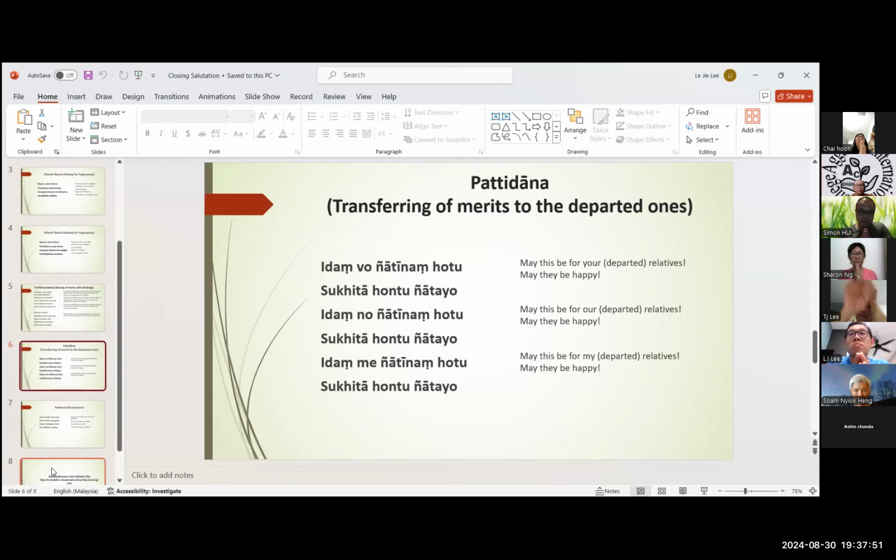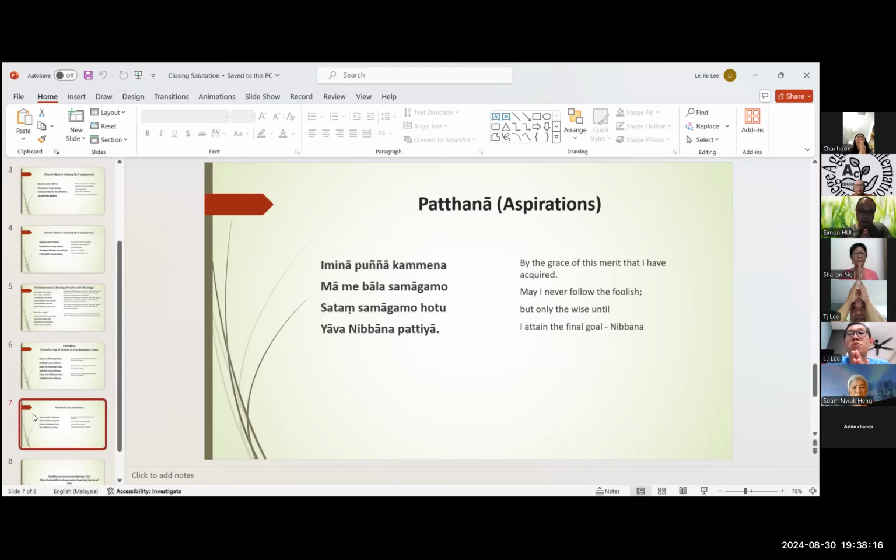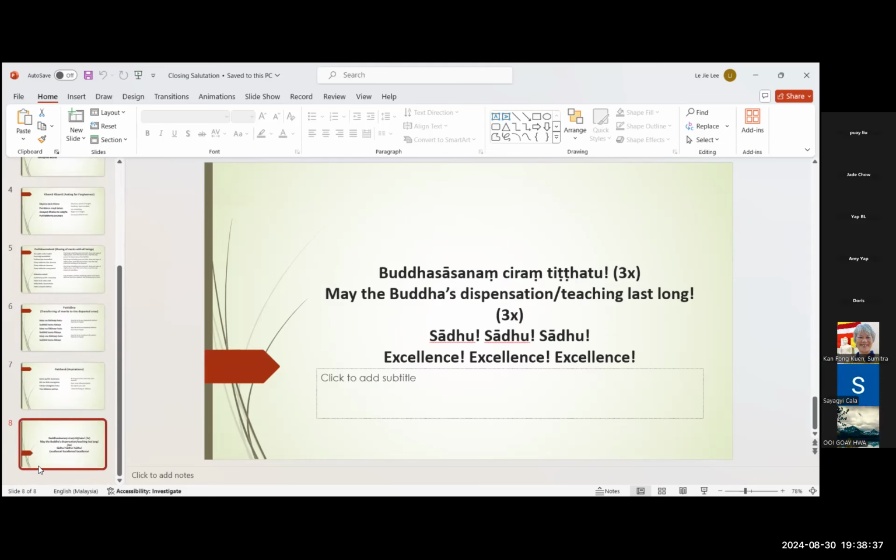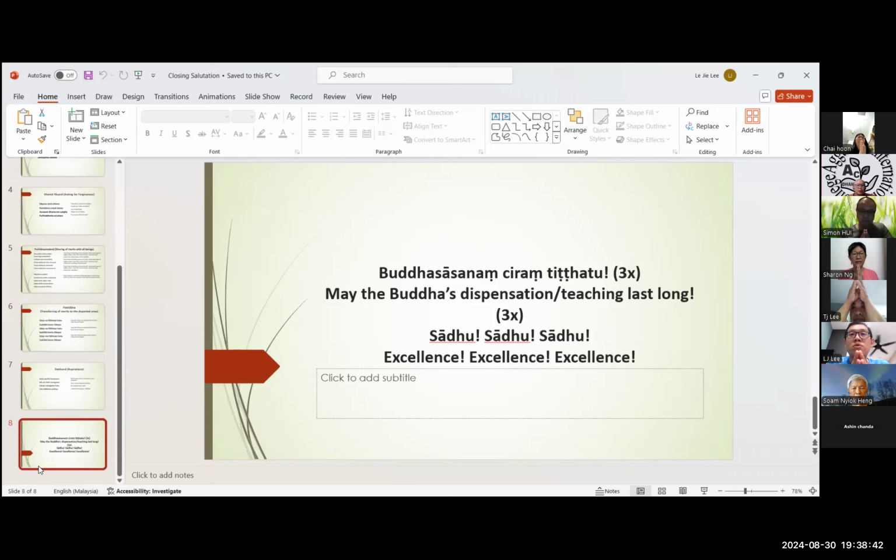Pattidana, transferring of merits to the departed ones. Idam me natinam hotu, sukhita hontu natayo. Patthana, aspirations. Iminapunna kammena, ma me bala samagamo, satam samagamo hotu, yava nibbana patiya. Buddha sasanam ciram titthatu. May the Buddha's dispensation, teaching, last long.